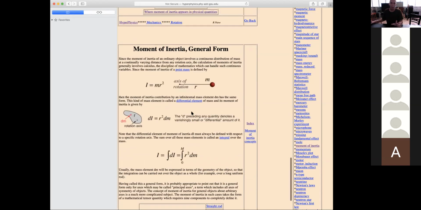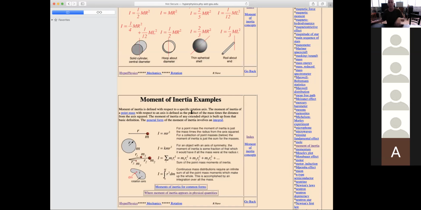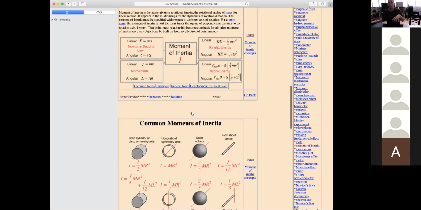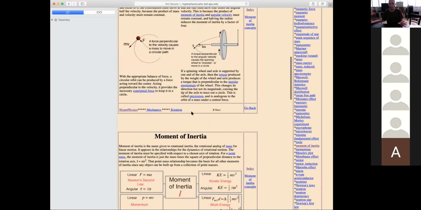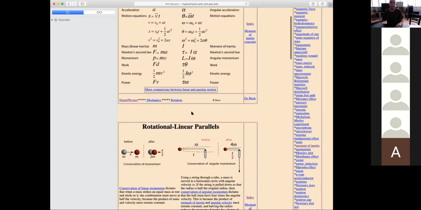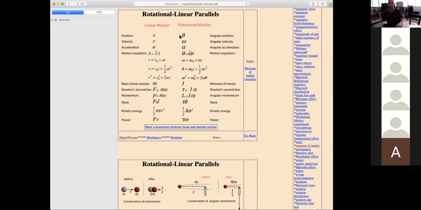This website is a really good resource for our level of physics for how to do things if you want some extra tutorials, or if you forget how to do something and you realize you need it. It even shows that if our position x becomes theta, our velocity becomes omega, a becomes alpha, the motion equations are these things, and it gives you all this nice stuff. Hyperphysics is a really good website run out of, I think, Georgia Tech or somewhere like that. It's been online forever, and it covers everything.